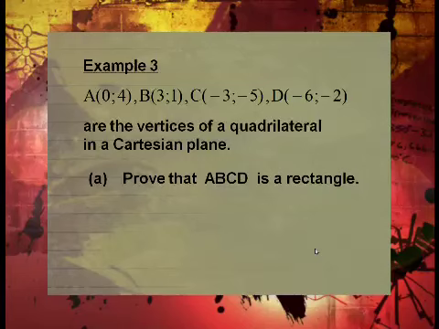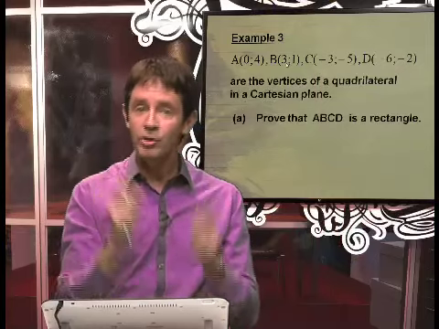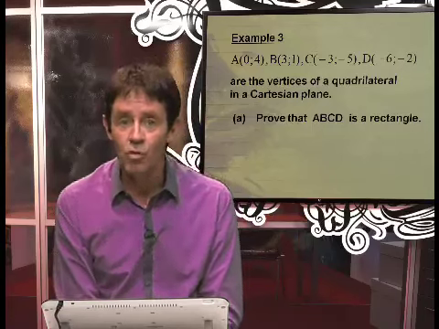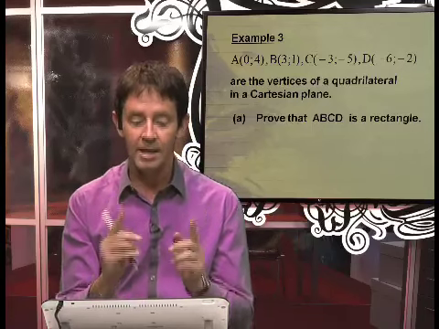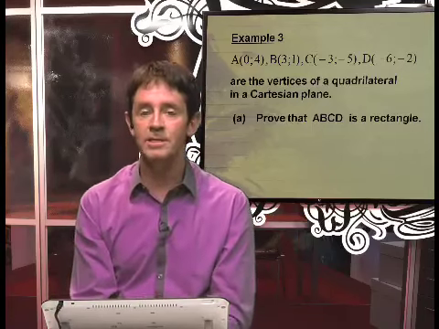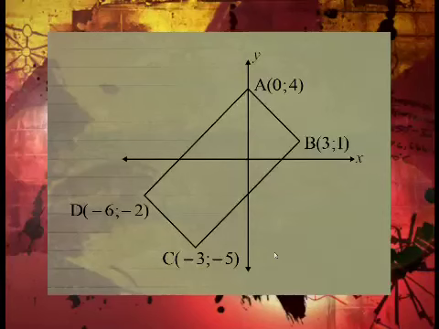Let's look at an example quickly. We've got some points in a number plane, and A, B, C, and D are the vertices of a quadrilateral in a Cartesian plane. We want to prove that ABCD is a rectangle. Now, what you need to do is draw a picture. Let's plot these points and see what we have.